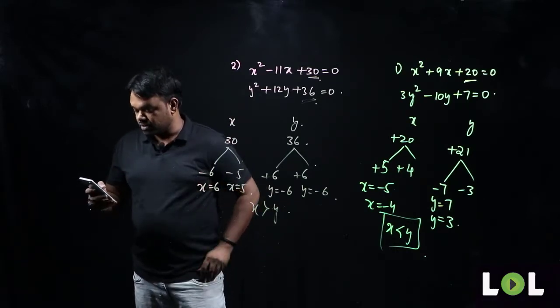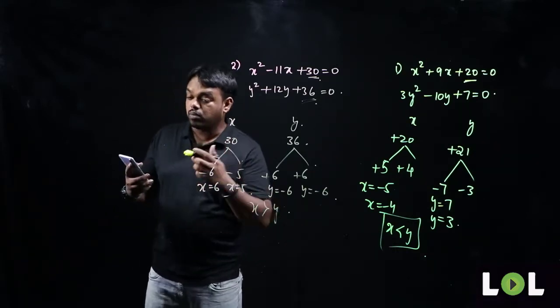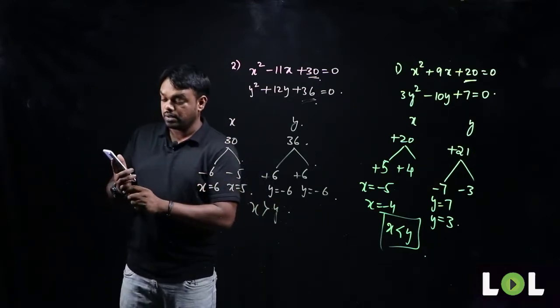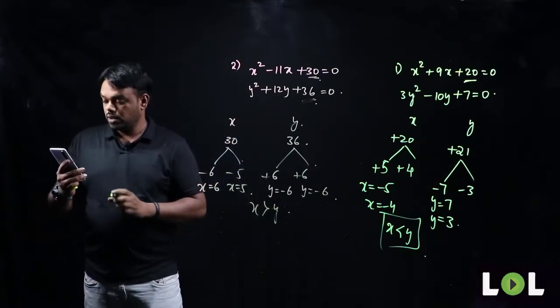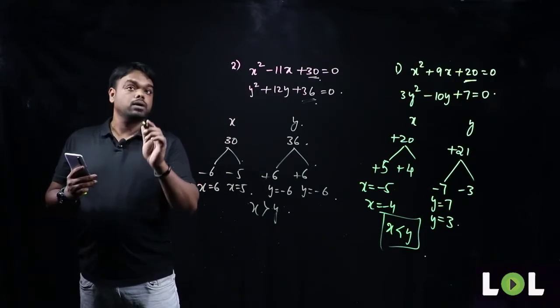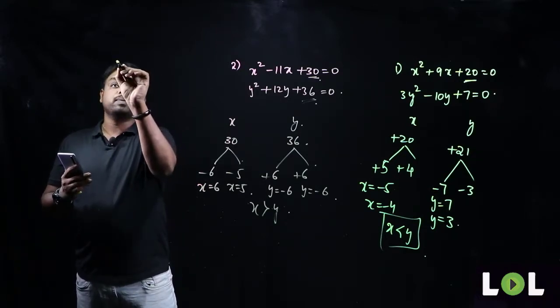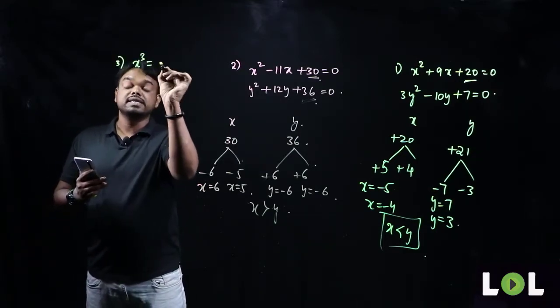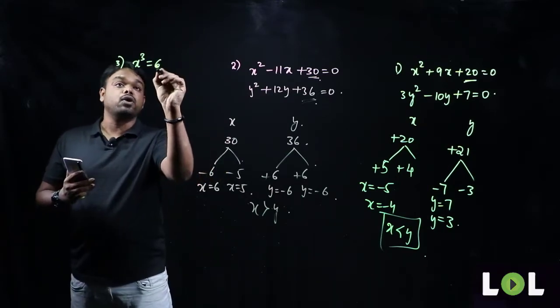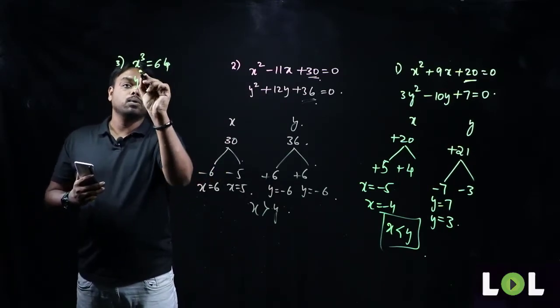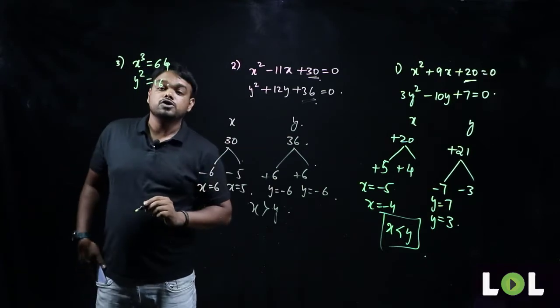There should be one more question, so let me check it out. I think I just missed it here. Praveen, can you check, there is one more question on the other page. If you can just tell me the question. X cube is equal to 64, y square is equal to 16. Okay, so very simple one, guys.